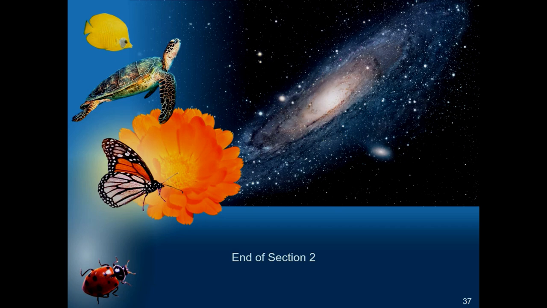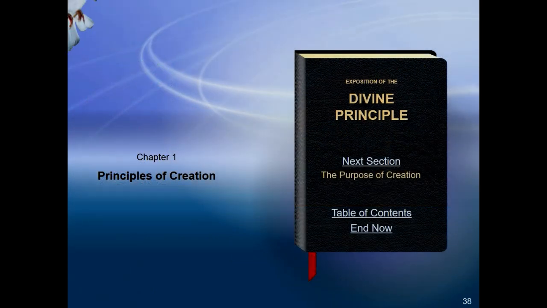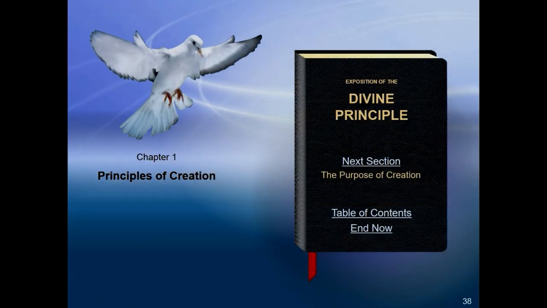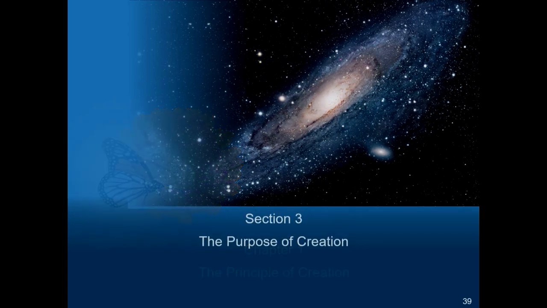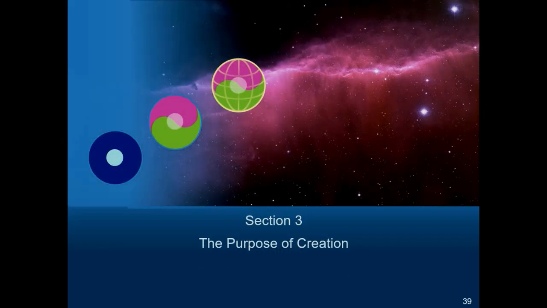This is the end of section 2, universal prime energy, give and take action, and the four-position foundation. Now we will go to section 3, which is still chapter 1, the principle of creation, and the next section is called the purpose of creation. Section 3, the purpose of creation.